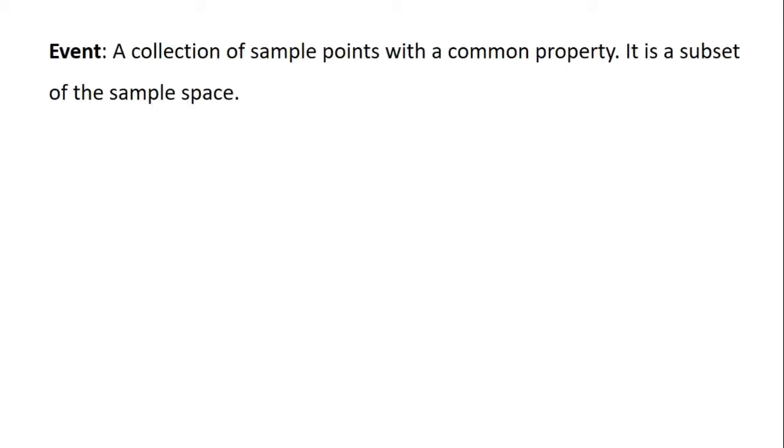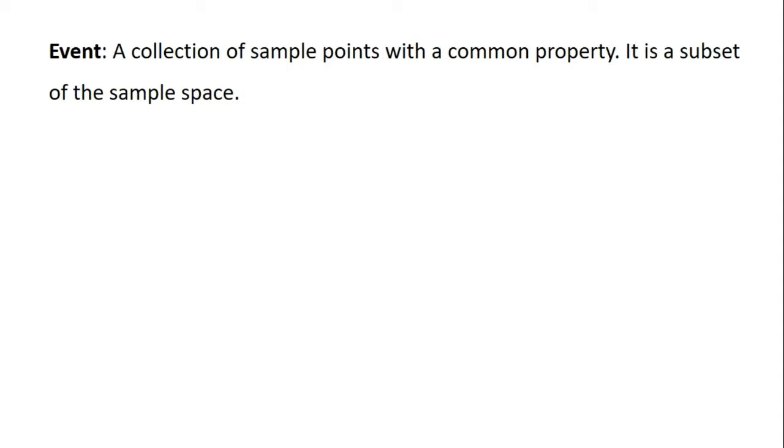Event is a collection of sample points with a common property. It is a subset of the sample space. We learned about sample space in the previous video, and we learned that it is the collection of possible outcomes of an experiment. The members or elements in the sample space are called sample points. Now, a collection of these sample points using a common property is what we refer to as events.